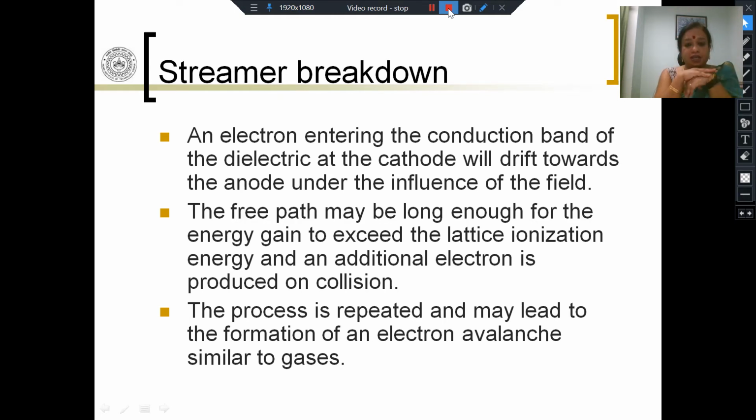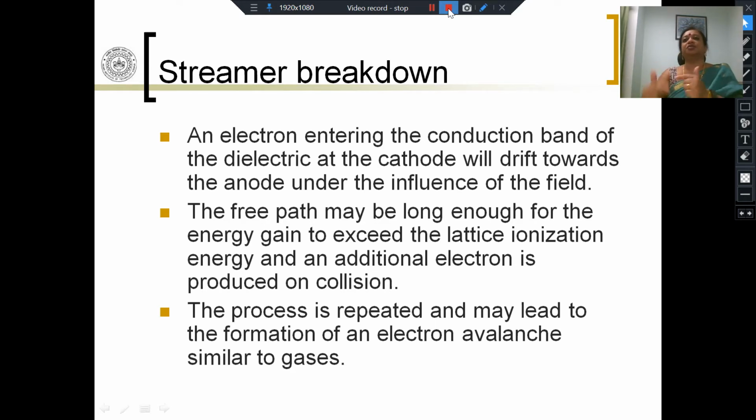However, theoretically, it is possible that the free path is long enough for the energy gained by the electron between two collisions to exceed the lattice ionization energy. What energy we need is lattice ionization energy, so that when the electron strikes a particle, that particle will have to overcome the lattice binding energy and come out as a free electron. So let us imagine, theoretically, it is possible that the mean free path is long enough for lattice ionization energy to be gained by the colliding electron, and an additional electron is produced.